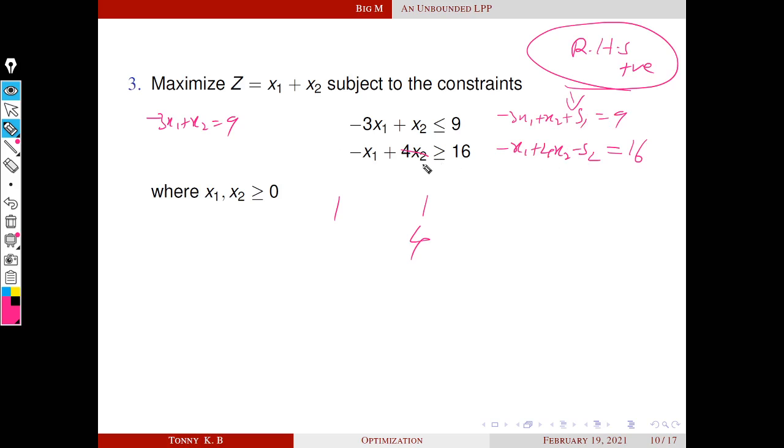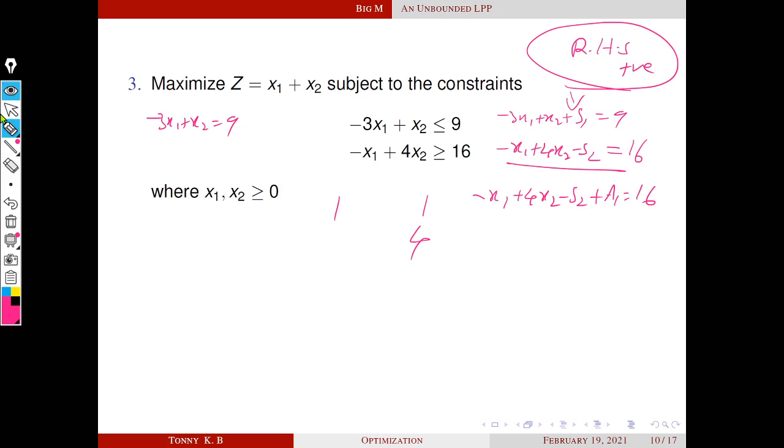Anyway, in the second constraint, we introduce the slack variable to make an equation. But to start our simplex method, we need two basic variables. There is no slack variable in the second constraint, so we have to introduce an artificial variable. That is the role of the artificial variable. So what is the standard form? The standard form of the second constraint is -x1 plus 4x2 minus s2 plus a1 equal to 16.